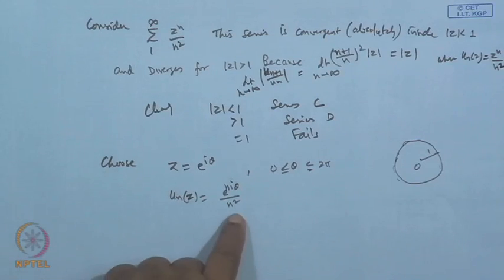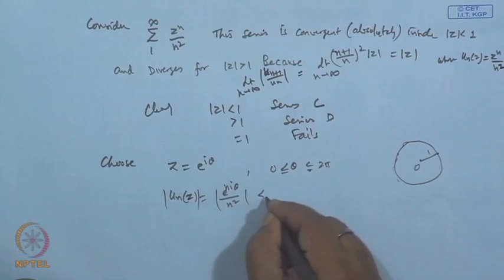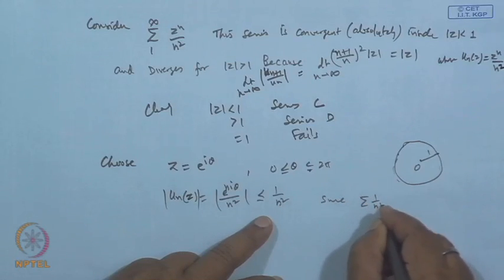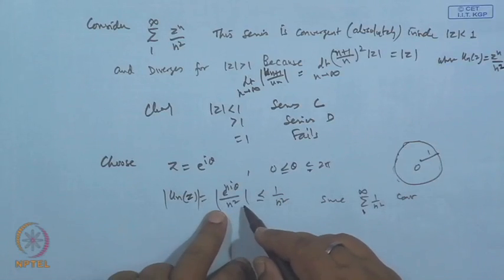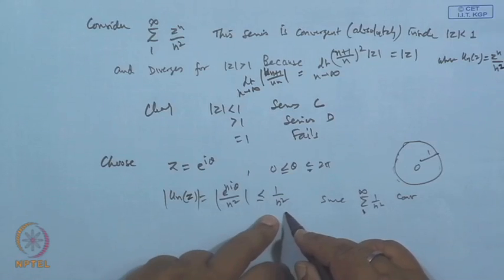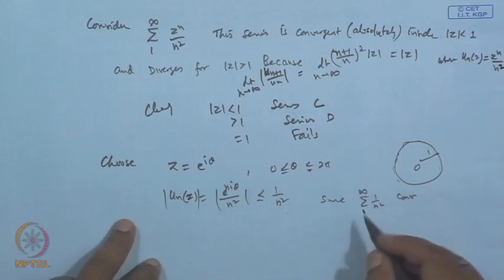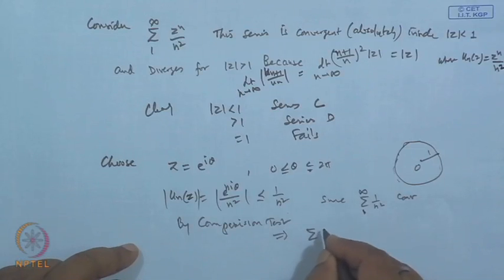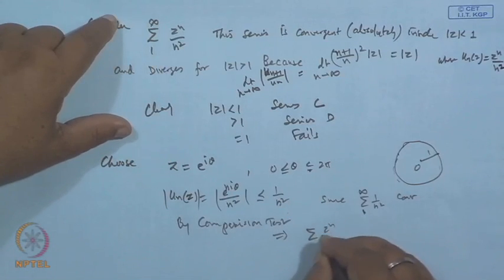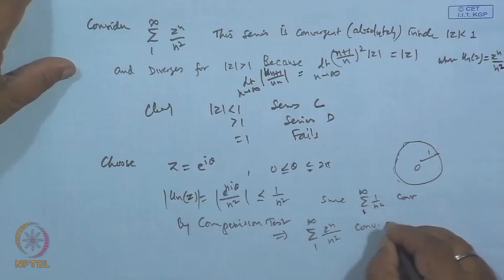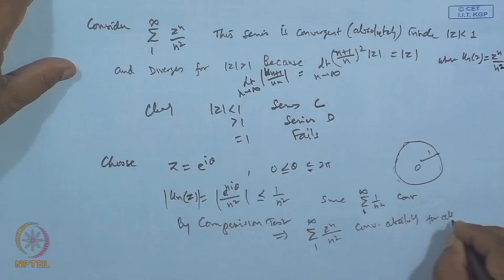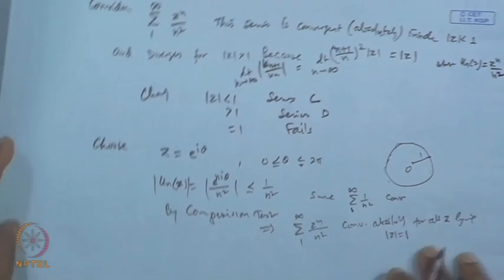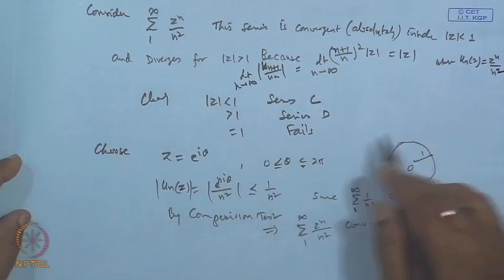Now, the modulus of this term is dominated by 1 by n squared, and the sum of 1 by n squared is finite, since sigma 1 by n squared from 1 to infinity is a convergent series. So, each term of this series is dominated by non-negative real numbers whose series is convergent. So, by the comparison test, we can say that the series z to the power n over n squared, 1 to infinity, converges absolutely for all z lying on the circumference |z| equal to 1. It means this series converges everywhere on the circle of convergence.